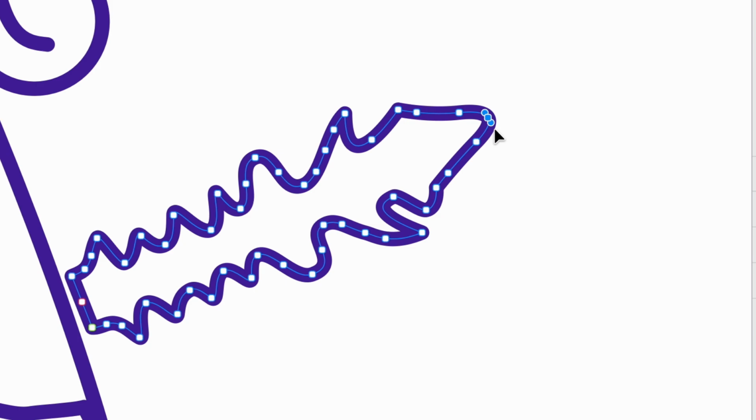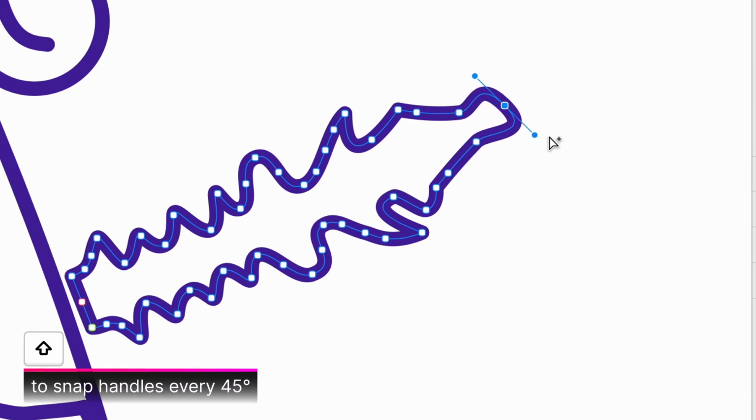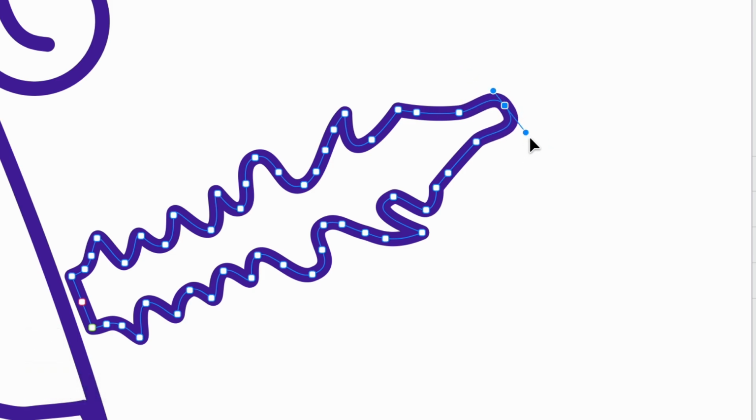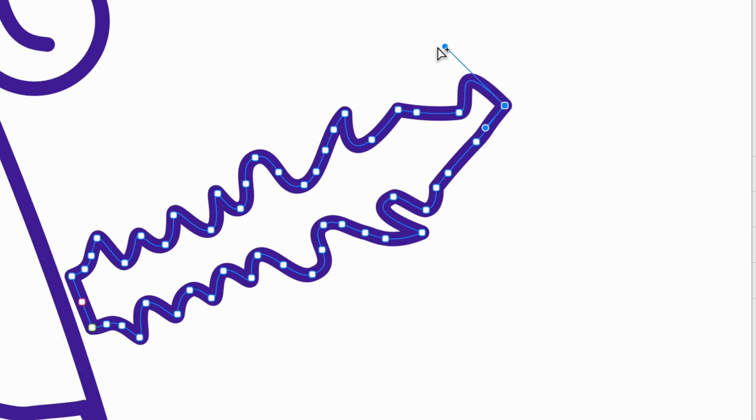And now, let's end this episode with shortcuts. Let's take this asymmetrical node here. If I drag the handles while pressing the Shift key, they'll automatically snap every 45 degrees. And if I want to change my handles independently, which will turn the node into a disconnected node, just hold down Option while dragging. And if I combine these two together, then I can separately move one of the handles while snapping it every 45 degrees.